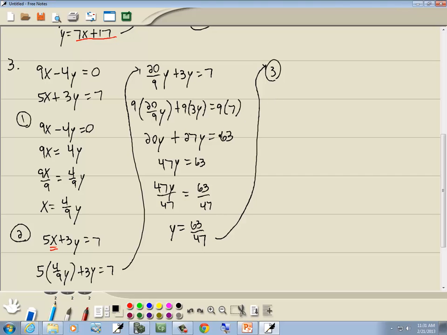Step 3. Now plug this into the equation from step 1. Equation from step 1 said x is equal to 4/9 y. Now down here in step 2 we said y is equal to 63 over 47. So we're going to replace the y here with 63 over 47. So we got 4/9 times 63 over 47. Now 9 and 63 are both divisible by 9. So we got 9 divided by 9 is 1, 63 divided by 9 is 7. 4 times 7 is 28 over 47. So now our answer is 28 over 47 and 63 over 47.